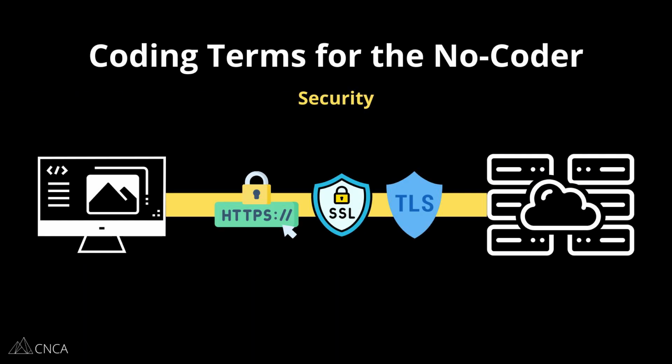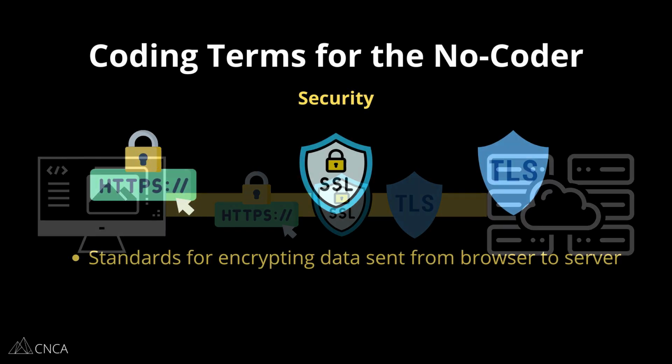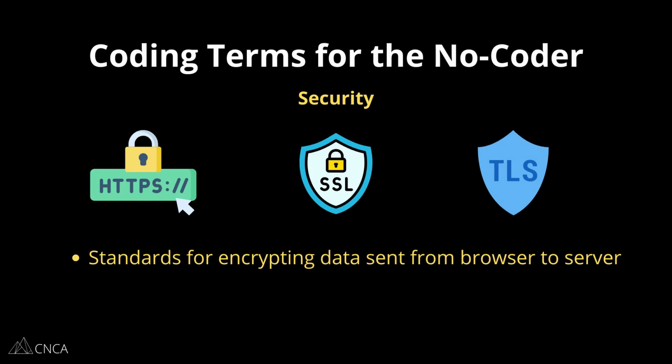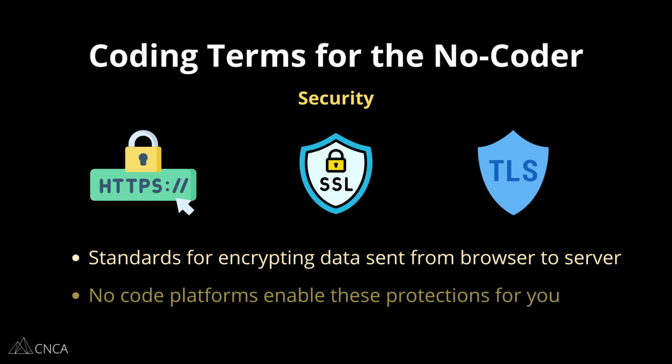The next security-related terms are HTTPS, SSL, and TLS. So you're probably familiar with HTTPS. You'll typically see that at the beginning of a web address. And these are all standards for encrypting data transmitted between users, on a browser, and the server. So they ensure that sensitive information like your login credentials and personal data, all of that is secure. Most no-code platforms, Bubble included, will include HTTPS by default. So this way you don't have to worry about setting anything up manually. It's already handled for you.